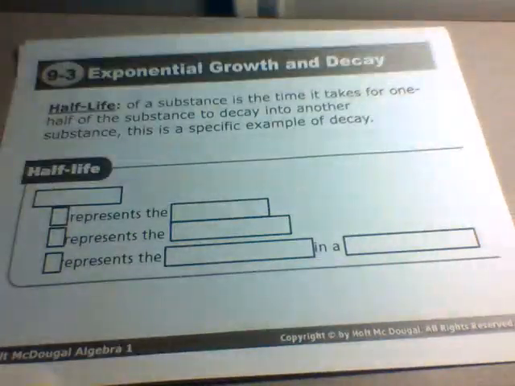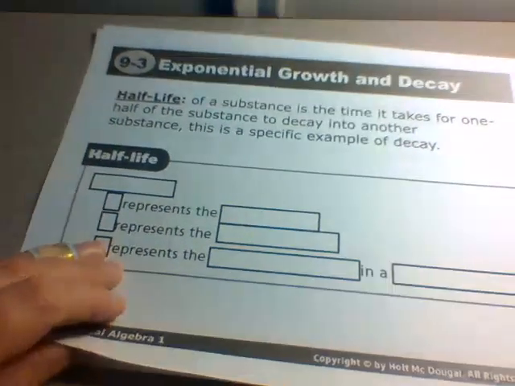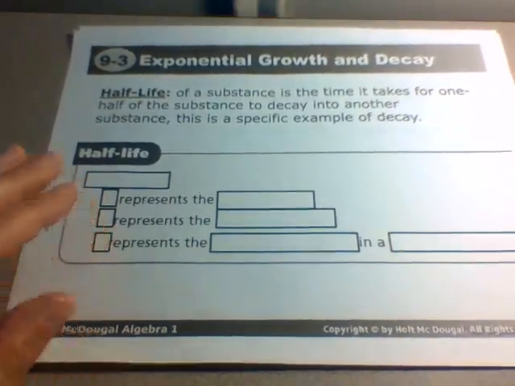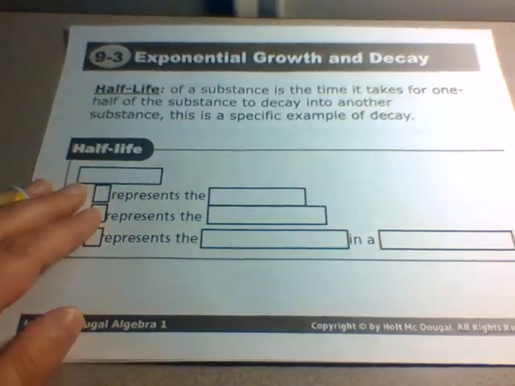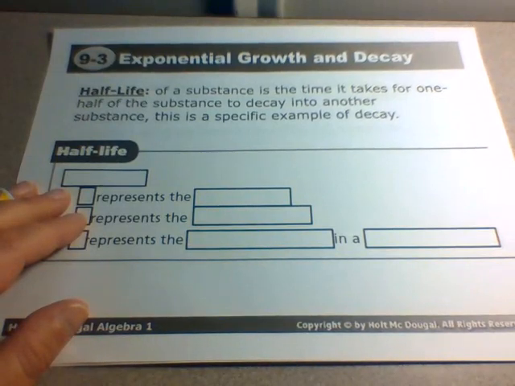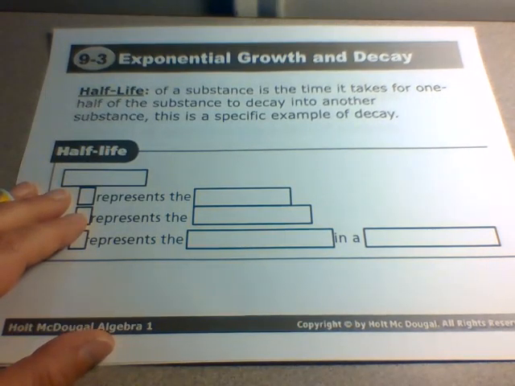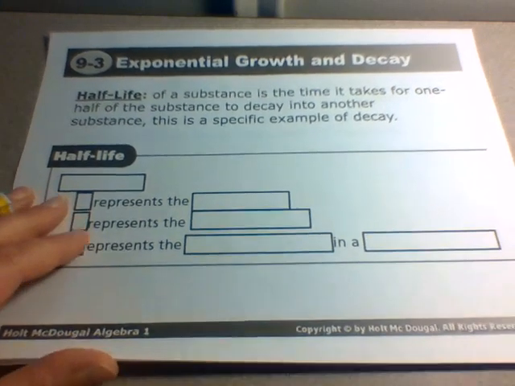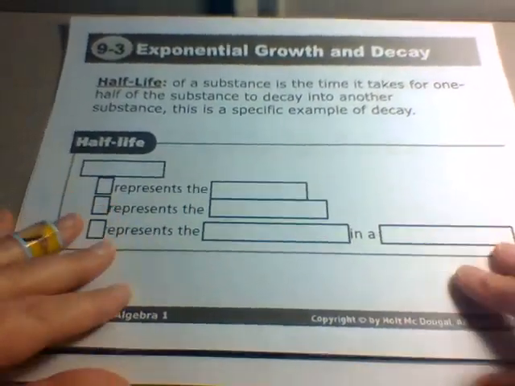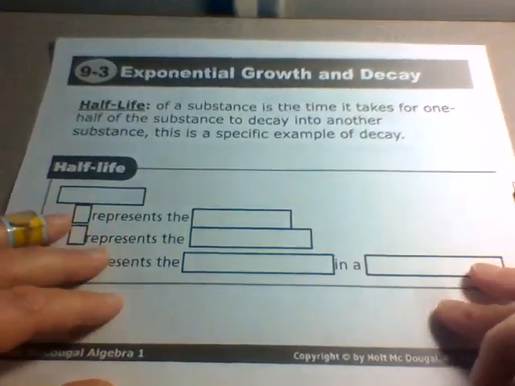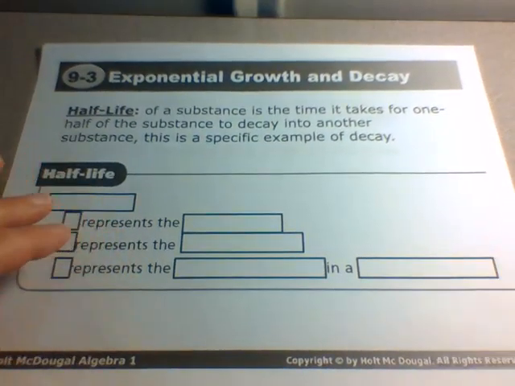All right. Then we have our last idea, which is half-life. Basically, it's just saying that the rate that you are given is going to be 0.5 or half. So our official definition is half-life of a substance is the time it takes for 1/2 of the substance to decay into another substance. This is a specific example of decay on this next one here. Again, you could have quarter life or whatever it is, but a lot of times elements will decay, and so this is kind of referencing that.